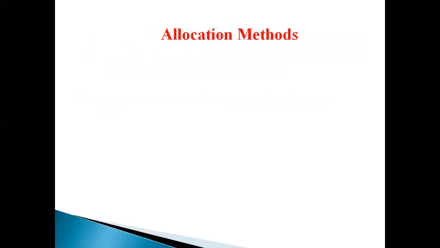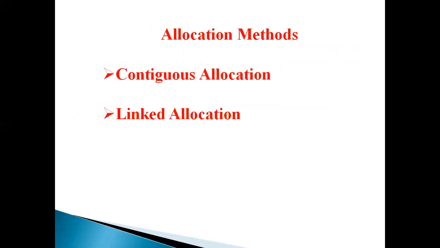Now, allocation methods. First understand what allocation methods means. An allocation method means allocating space to the files so that the space is utilized in an efficient manner. There are 3 allocation methods. First one, contiguous allocation. Second, linked allocation. Last one is indexed allocation.